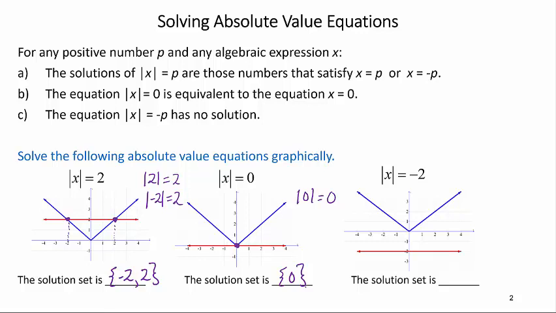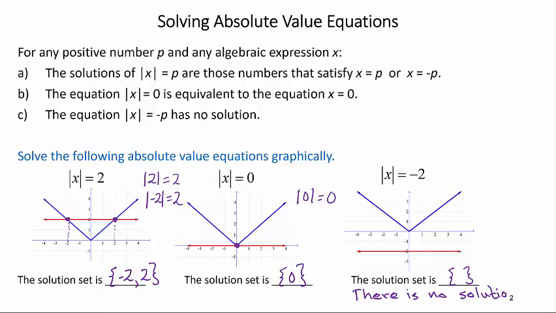The last thing I want to talk about is what happens when we set the absolute value of x equal to a negative number. The equation absolute value of x equal to negative p has no solution. Let's look at why. I've got an example of the absolute value of x equal to negative 2. We've got y equals absolute value of x as the blue graph, and y equals negative 2 as the red graph. Do they ever intersect anywhere? No, they don't. So it's the empty set. There's nothing in it. The other completely acceptable way to say that is there is no solution.